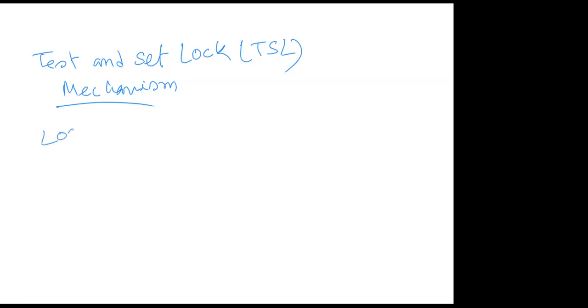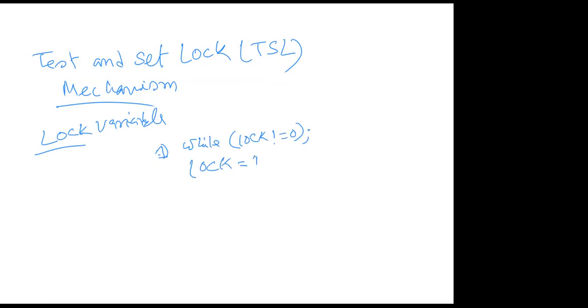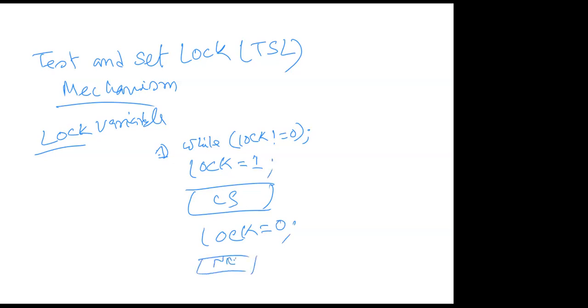Lock variables, I already showed you. You have two lines of code. The first line is while lock not equal 0, just execute this while loop. Then the next line makes lock equal 1, and then you enter the critical section. After completing the critical section, in the exit section you make lock 0 again. The non-critical section could be here.